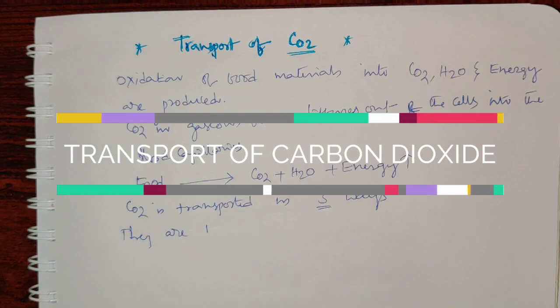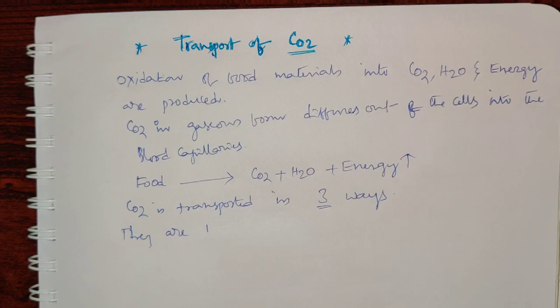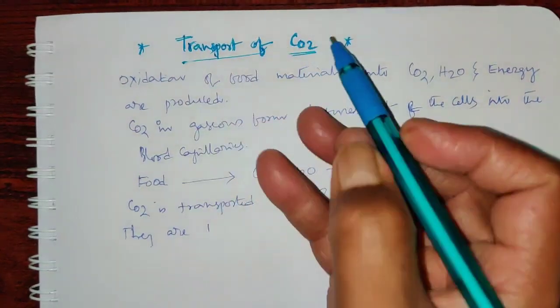Today's topic is transportation of carbon dioxide. In the previous video we discussed how oxygen is transported from the lungs to tissues, and now let's talk about the transport of carbon dioxide.